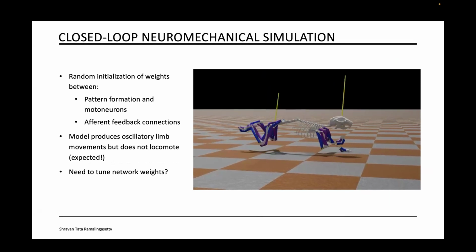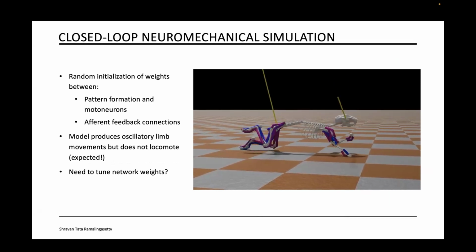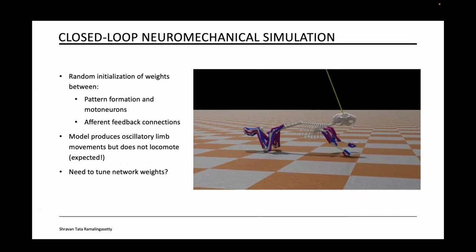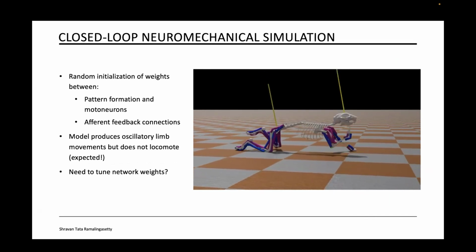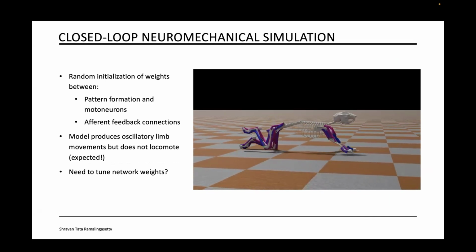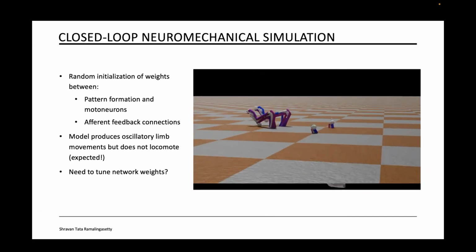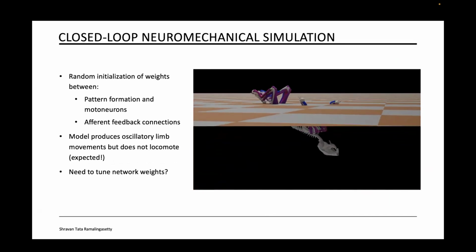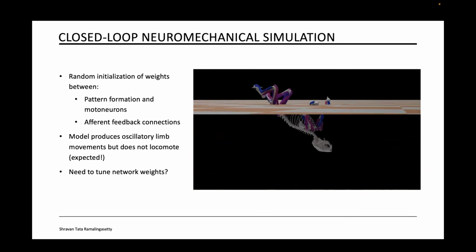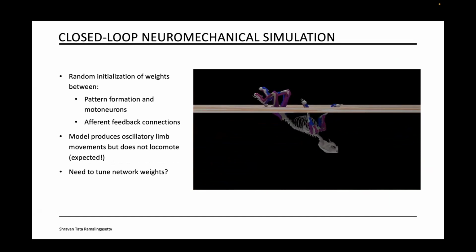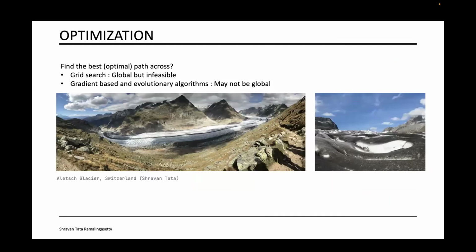So what happens when you do this? Of course, it doesn't walk straight away. It tries to move, but it has no sense of goal or movement. So it's an open network which is randomly initialized, and of course, the model falls. So this is where we need to start optimizing. Of course, the collisions are removed so the head can actually go through the ground.